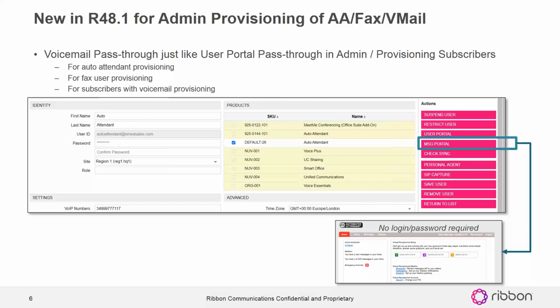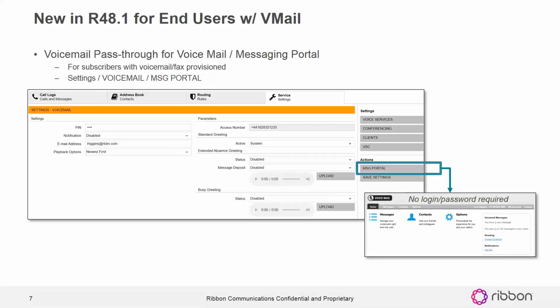The second piece of that is for the end users. They are also in 48.1 able to go to settings, just like they set up their greetings or voicemail password, and they're able to pass through with this button called Message Portal. You click on settings, over on the right-hand side you click on voicemail, see all your voicemail settings, and then at the bottom right, where you would typically see save settings, you'll have a message portal. It will pass you through with no password or login credentials, because it knows it's tied to your user and you're authenticated.